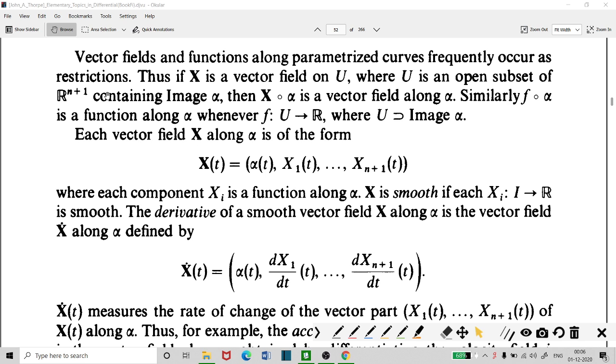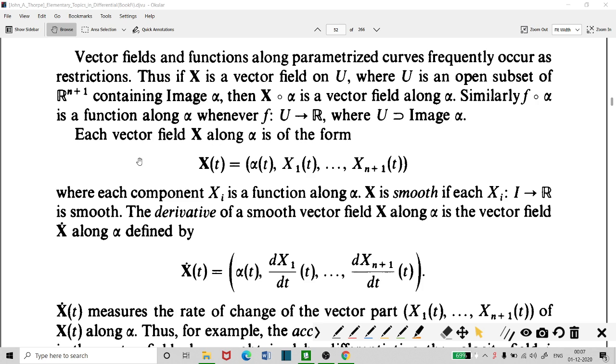Now we are considering vector fields and functions along parameterized curves as restrictions. Thus, if X is a vector field on U, where U is an open subset of R^(n+1) containing the image of alpha, then X composed with alpha is a vector field along alpha. Similarly, F composed with alpha is a function along alpha whenever F is from U to R and U contains the image of alpha.